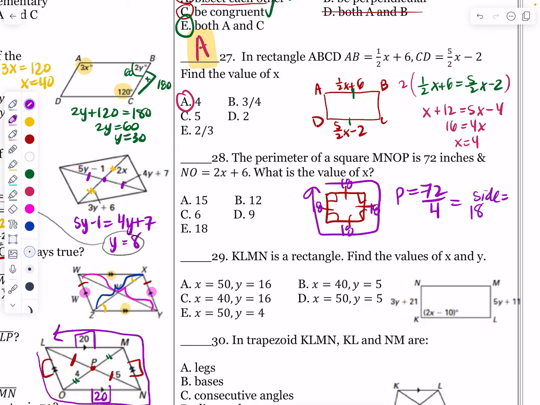Okay. N to O, so this said M, N, O, P. So one of these sides is 2x plus 6, N to O. So I'm going to highlight that real quick. We already know that that's 18, so I can set 2x plus 6 equal to 18. And so I'm going to get 2x equals 12. So x is going to be equal to 6. What is the value of x, it says? X is 6, so that's going to be C.